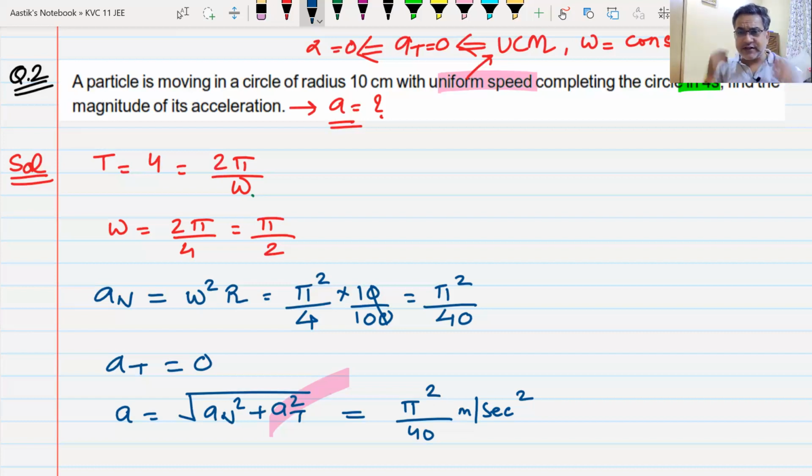How many of you have studied before coming to the class today? How many have gone through the notes? 1, 2, 3, 4 girls have gone through the notes. You don't remember omega? You don't remember time period? You don't remember UCM? You don't remember tangential acceleration? What is there new in this question? I don't understand.